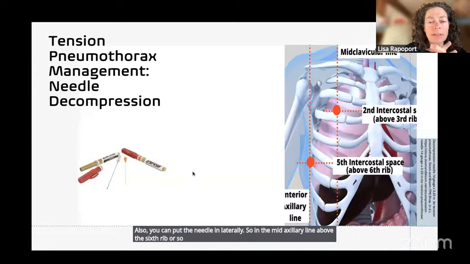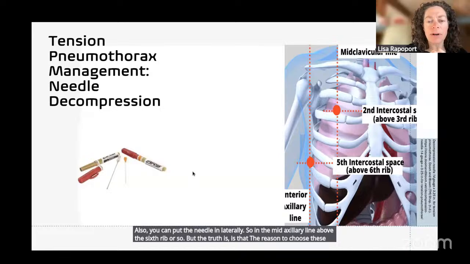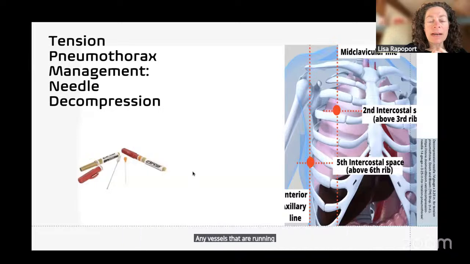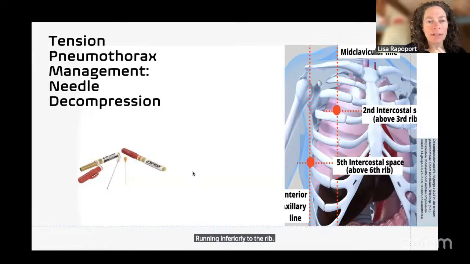But the truth is that the reason to choose these spots is because we want to avoid any great vessels that are in the mediastinum, and you always want to avoid any vessels that are running along the inferior aspect of the ribs. So in any kind of lung and needle penetrating procedure, you always want to try to go just above the rib so you don't nick any of the vessels running inferiorly to the rib. In the interest of time, I'm just going to stop there.